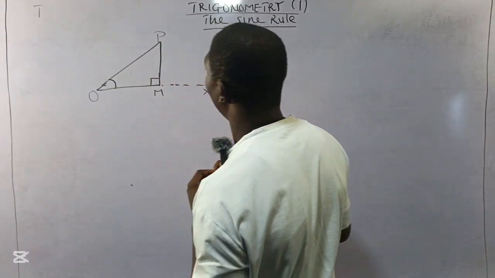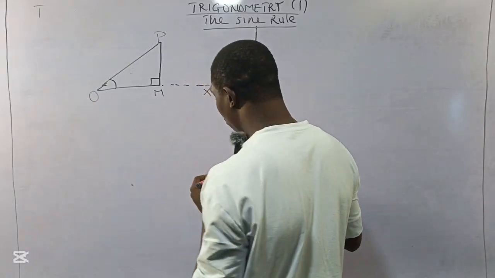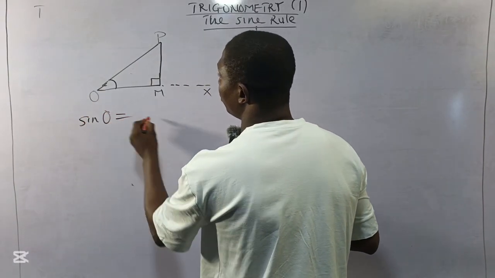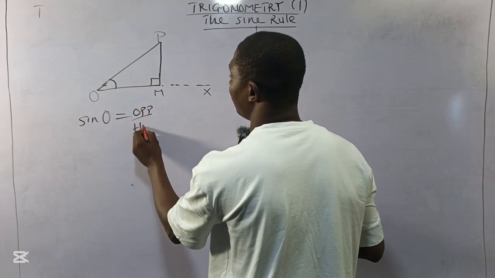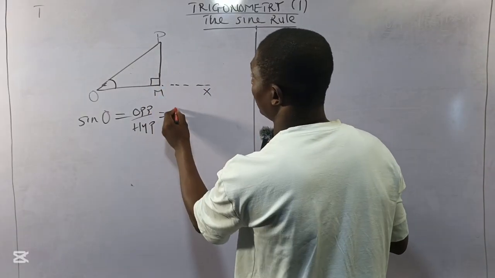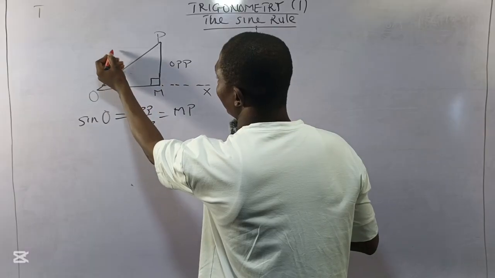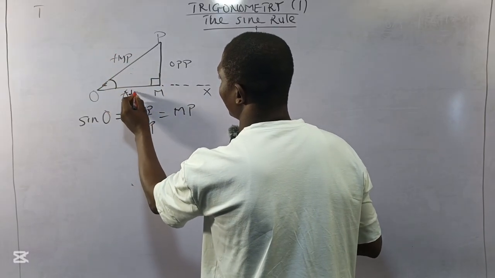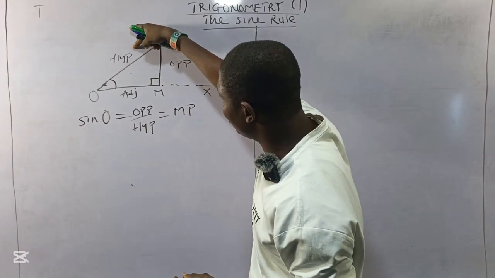If this is my OP and this is my M and I'm focusing on O, I will have sine of O to be equal to, sine is generally opposite over hypotenuse. That will simply give me MP, which is the opposite here. The right angle, where the right angle is facing is my hypotenuse, and the last side is my adjacent side.